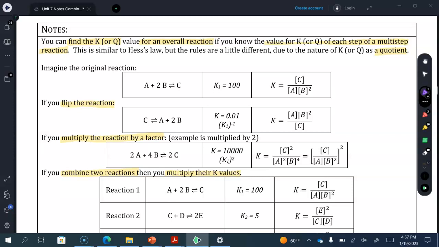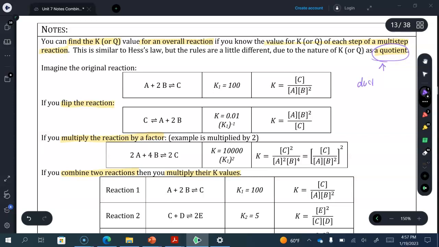This is similar to Hess's law, but the rules are a little different due to the nature of K or Q as a quotient.